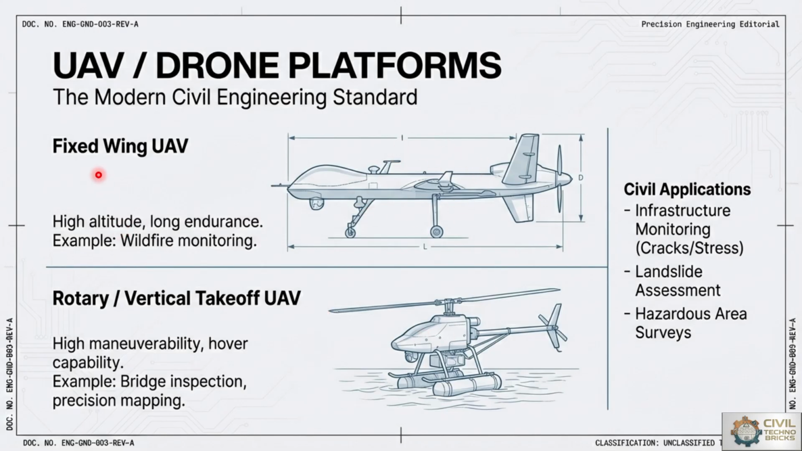So from the civil engineering point of view we see that we can use that fixed wing unmanned aerial vehicle at high altitude for long endurance, for example wildfire monitoring. But from the rotary or vertical takeoff point of view, with reference to that we check the suitability or accessibility for the purpose of bridge inspection and precision mapping.